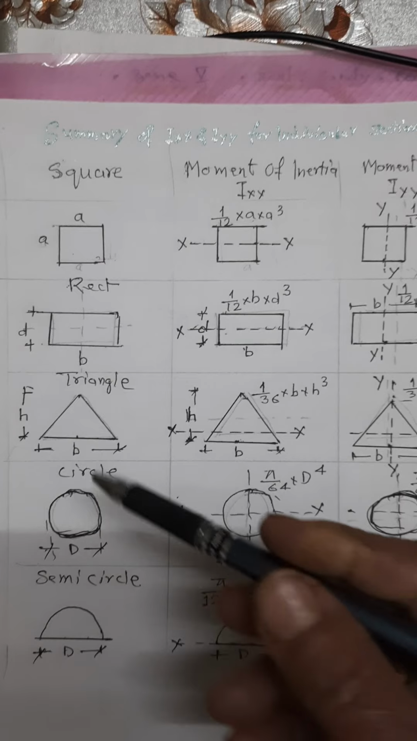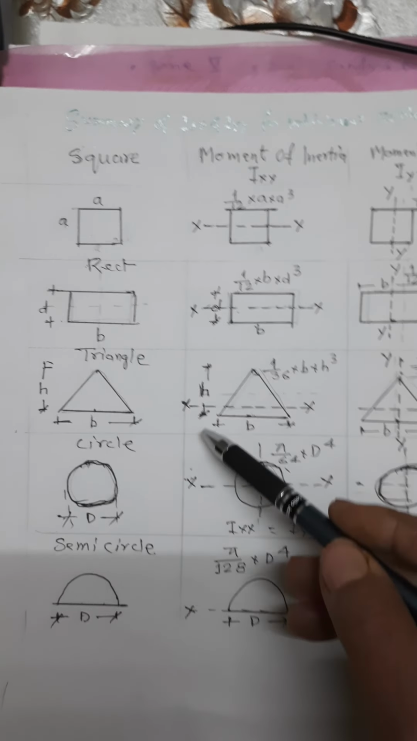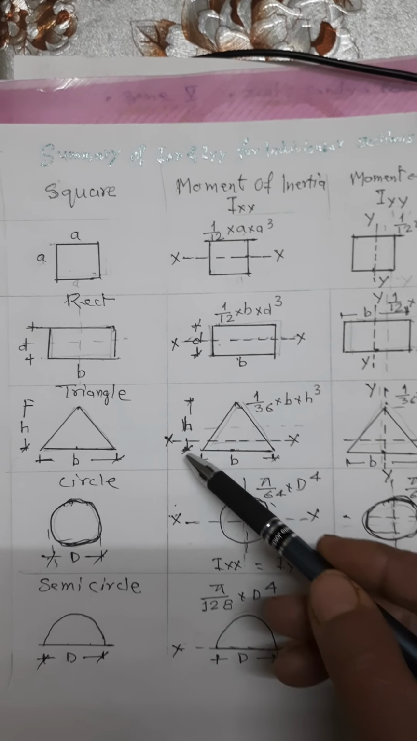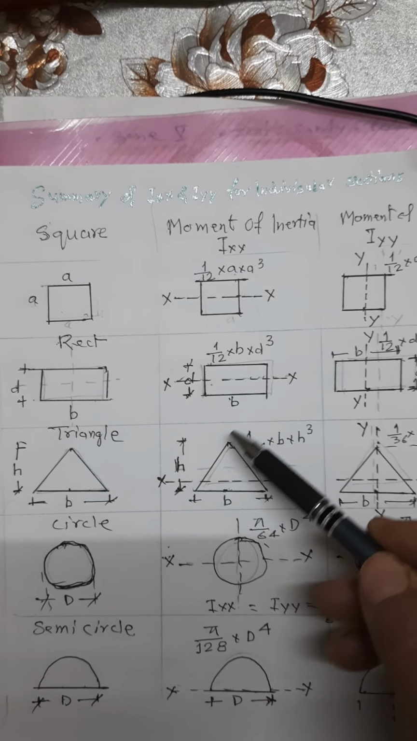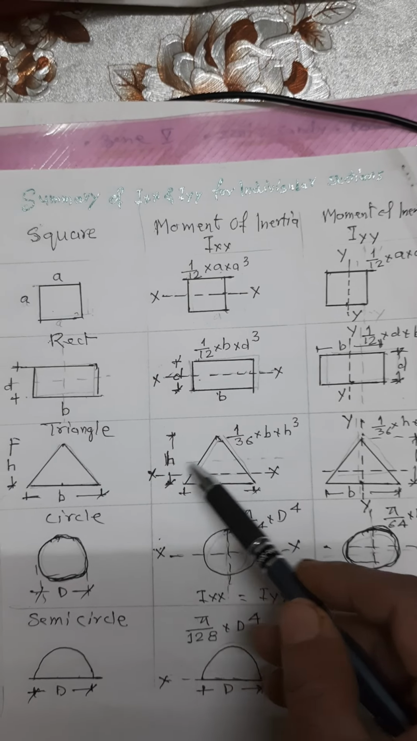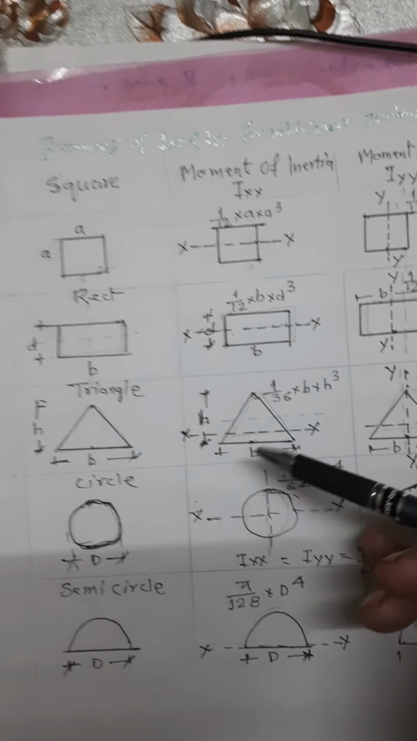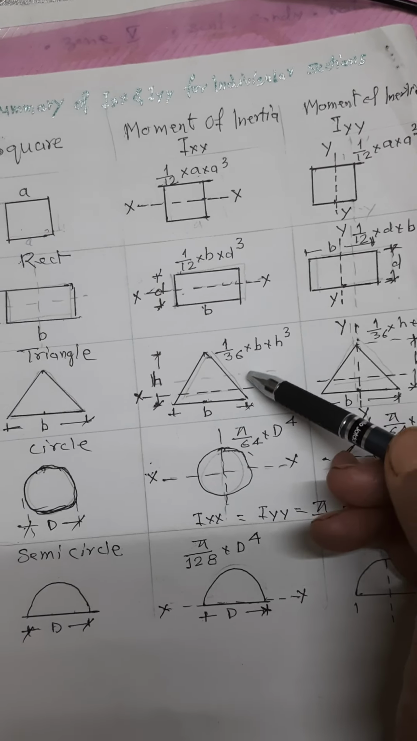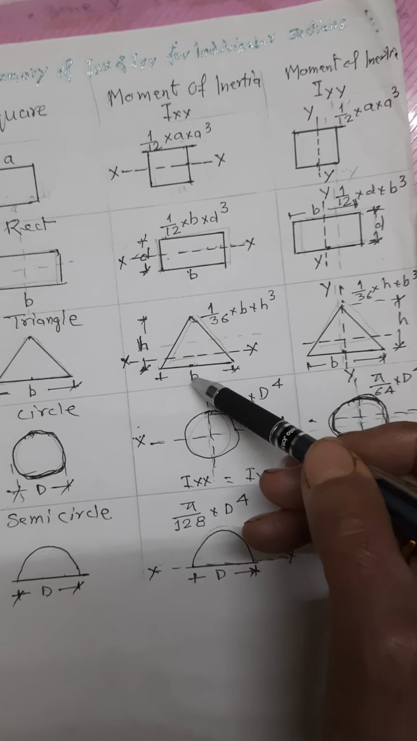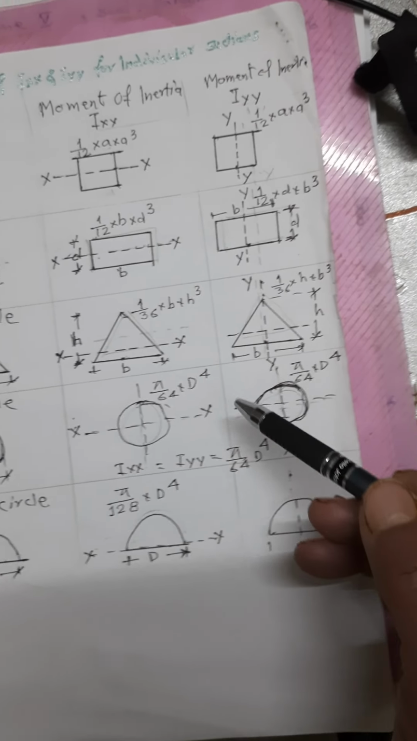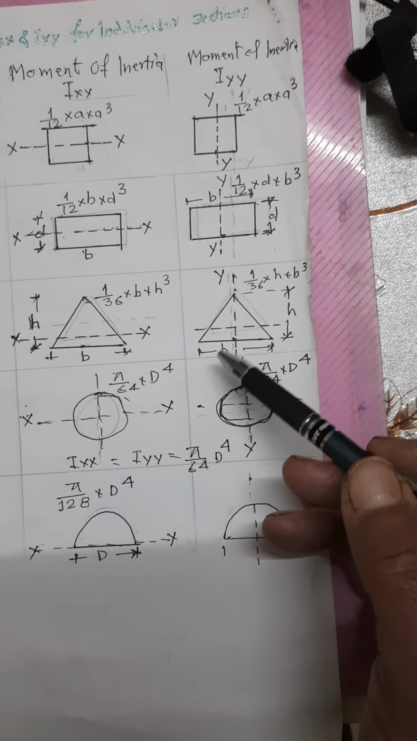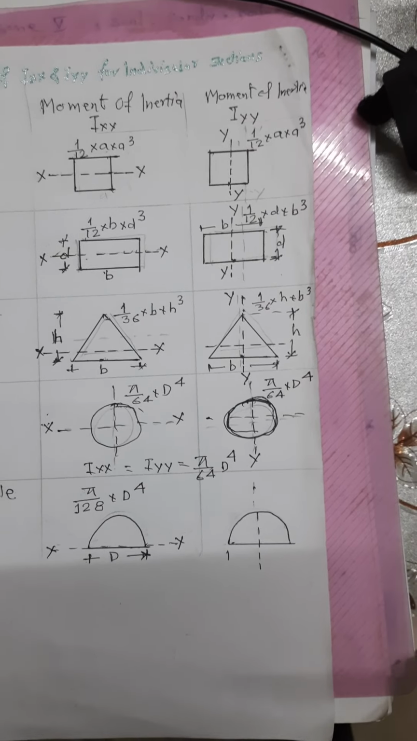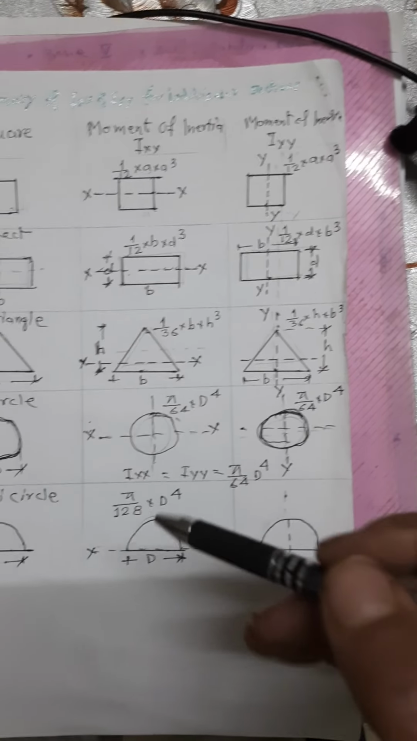Now, let us look at the triangle. The CG lies at a distance of h by 3 from the bottom, with a base b and a total height h. Then about its own center of gravity, Ixx is equal to 1 upon 36 b h cube, at a distance of h by 3 from here. Iyy is the same as 1 upon 36, but not b h cube, it will be h b cube.